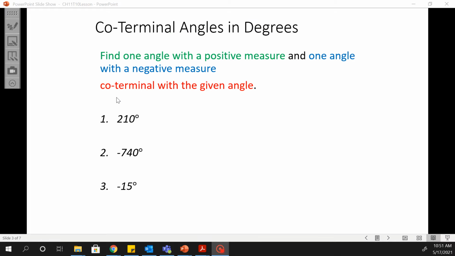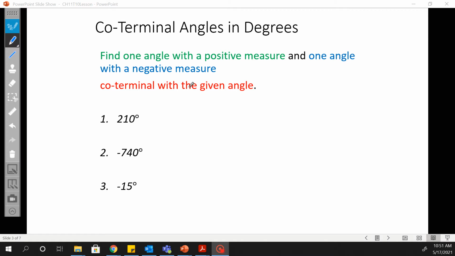So find one angle with a positive measure and one angle with a negative measure that are coterminal with the given angle. Well, that's easy enough. I can find one with a positive measure by adding 360 to this. So 210 plus 360 would be 570. So the positive one would be 570 degrees. The negative one I could find by subtracting 360 from 210. So negative 150 degrees would also have that terminal side.